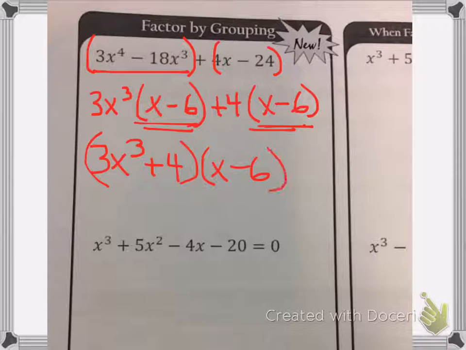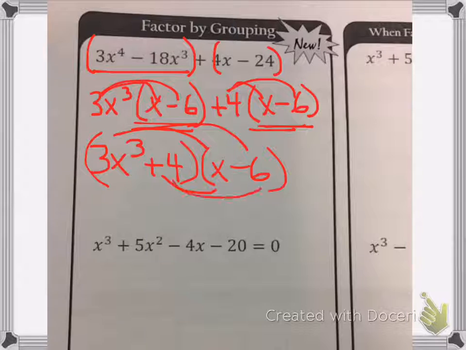x minus 6 once. The reason I can do that: this one has to be distributed to both of those. This one has to be distributed to both of those. But if I write it this way, it's still distributed to both of them. It's just written in a nicer form. So this would be my answer right here.